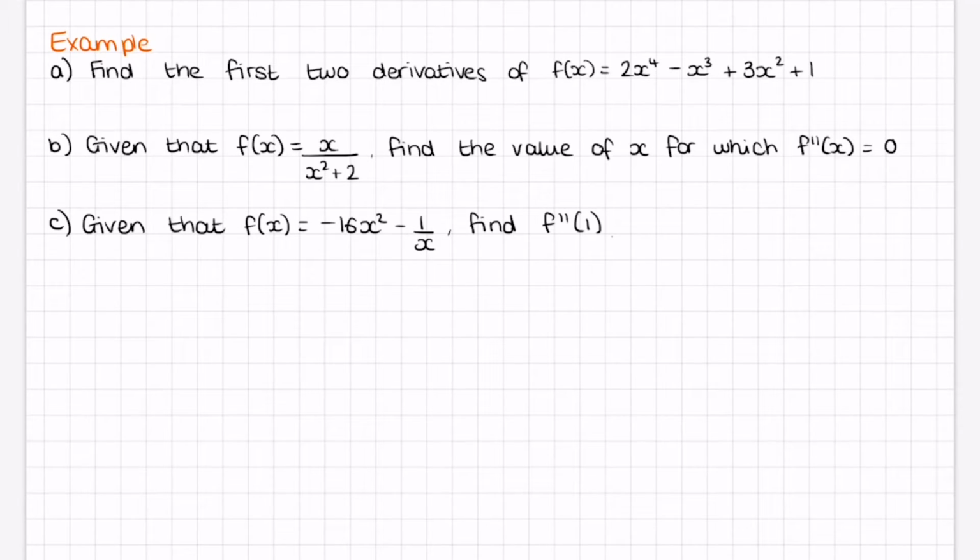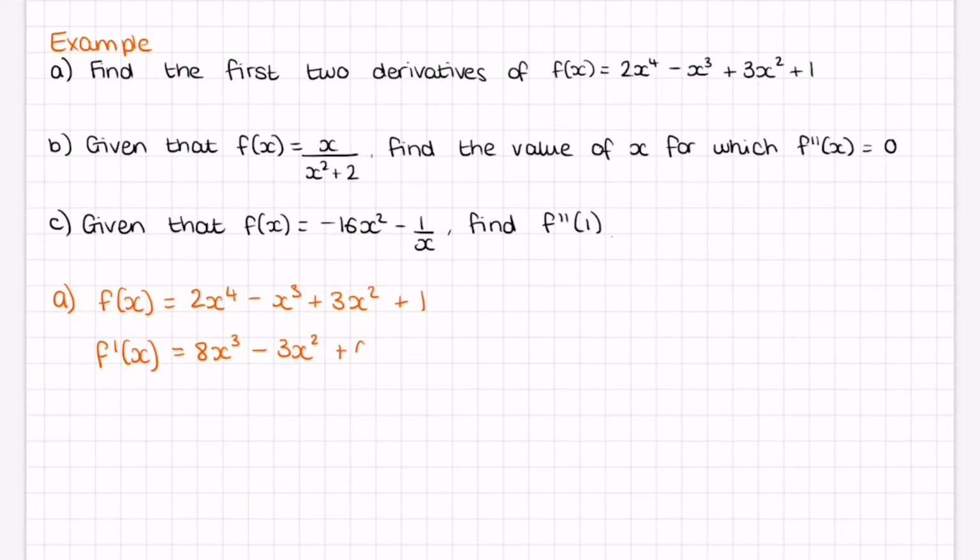So part A, we just have to find the first derivative as our first step. I'm just going to write out the function that we're starting with first. Now the first derivative of this will be, nice and easy, 8x cubed minus 3x squared plus 6x. And then to find the second derivative, we just do the derivative of that, which will be 24x squared minus 6x plus 6. So that's the second derivative. Just do the derivative again after you've done the first one.